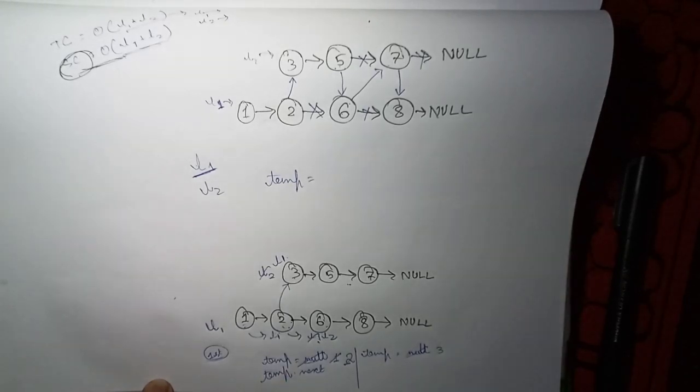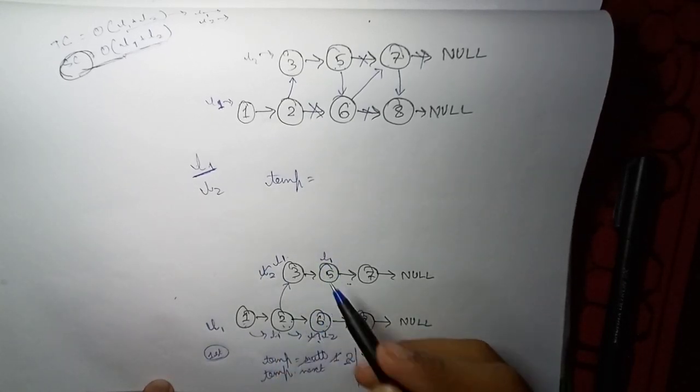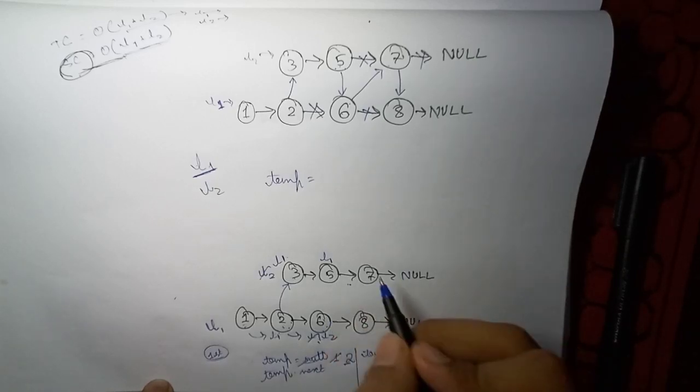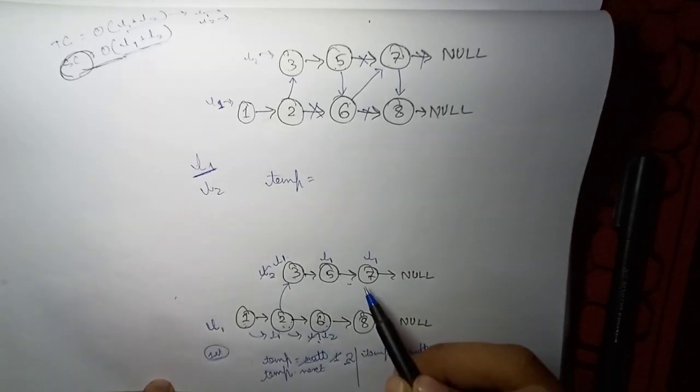Now it will move ahead here on 5. Which one is smaller? L1. So we will have an updated value 5. Now it will move ahead. Now we get to know that the 6 is now smaller than 7.